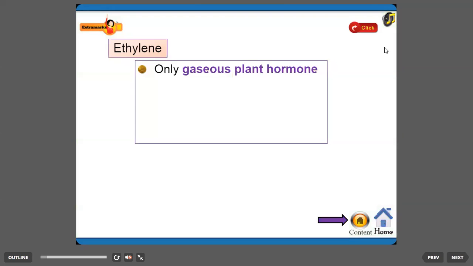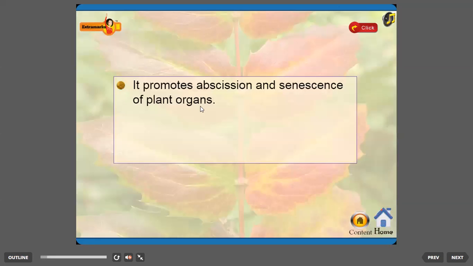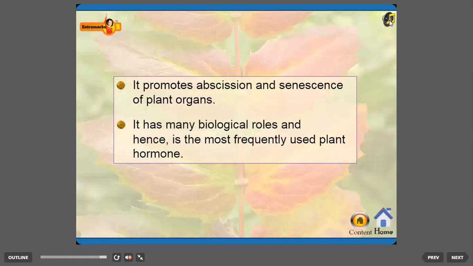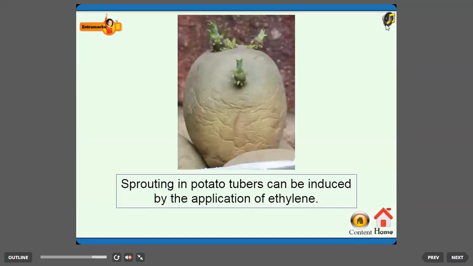Ethylene is the only gaseous plant hormone. It stimulates fruit ripening and induces horizontal growth of seedlings. So we can see the example. It also promotes abscission and senescence. It has many biological roles and hence is most frequently used as a plant hormone. Sprouting in potato tubers can be induced by the application of ethylene.